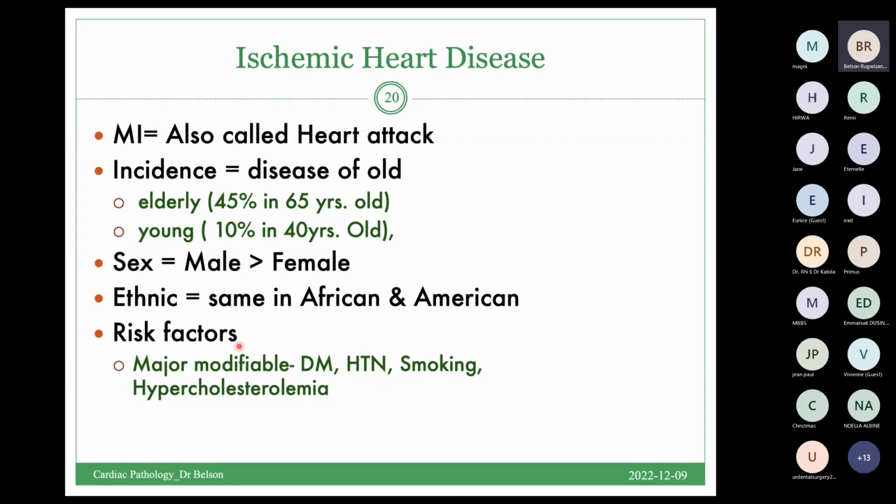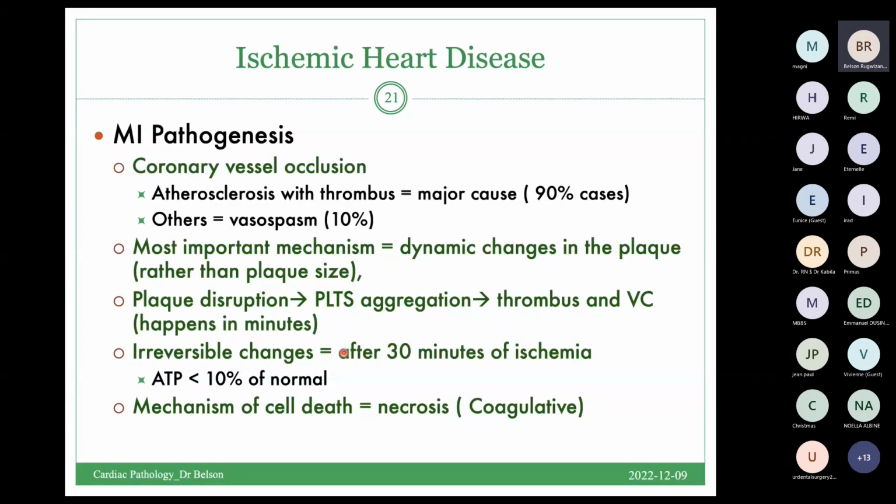So the major modifiable risk factors are diabetes mellitus, hypertension, smoking, and hypercholesterolemia. These are the main risk factors. They are modifiable because, even though they are diseases themselves, you can control them. So pathogenesis: usually it is caused by coronary vessel occlusion, with atherosclerosis being the most common, and vasospasm in the other 10% of cases.